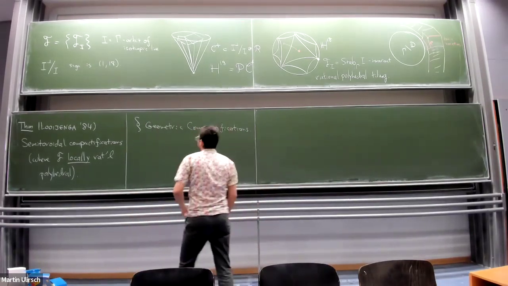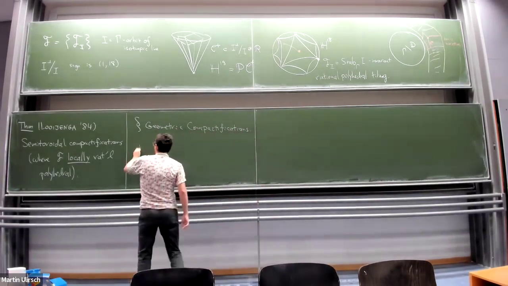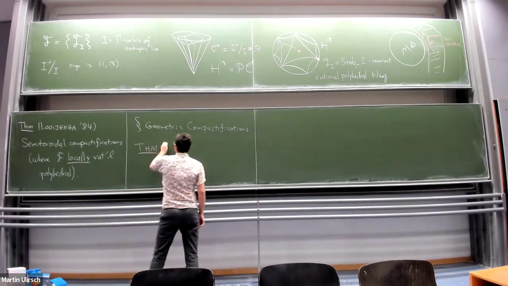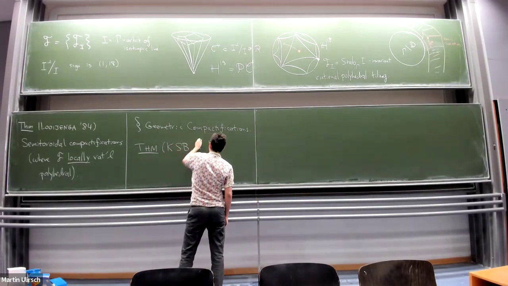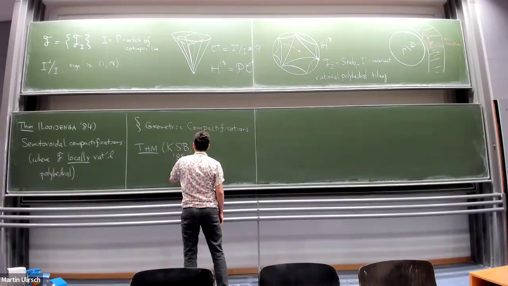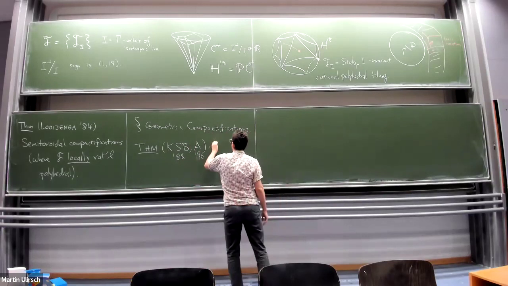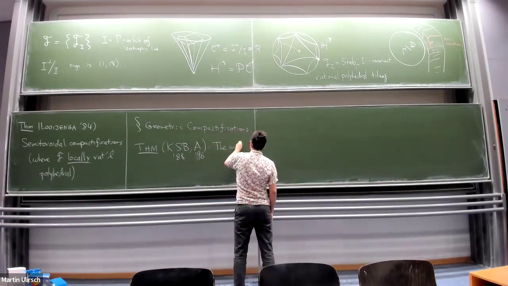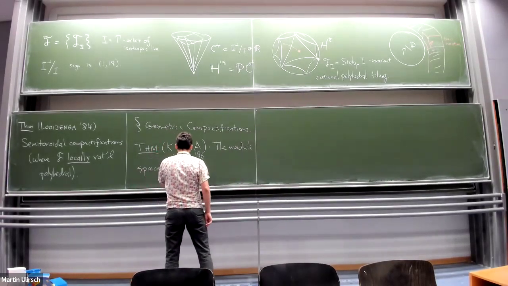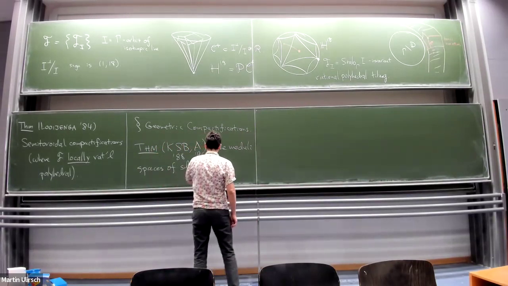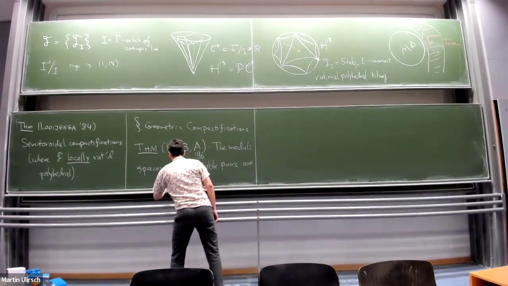All right, so I want you guys to take a leap of faith and assume the following theorem due to Kollár, Pepper-Barron, and Alexeev. So this is from '88 and from '96. So the moduli spaces of SLC stable pairs are proper.